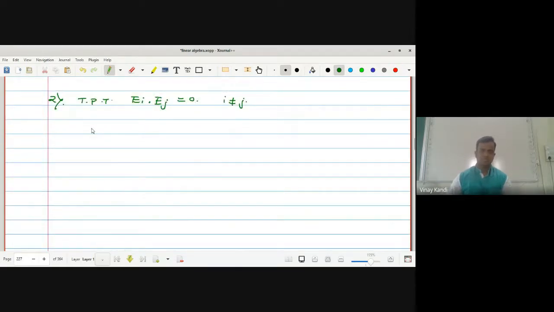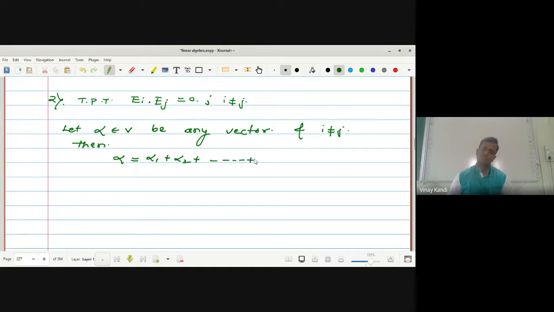EI into EJ is equal to 0, where I is not equal to J. Okay, let again alpha belongs to V be any vector, and I is not equal to J. Then this alpha we can write, because V is equal to the direct sum of W1 plus W2 up to so on WK, as alpha 1 plus alpha 2 plus alpha I plus alpha J plus alpha K, where each alpha I belongs to WI. I and J can be anywhere, before or after.